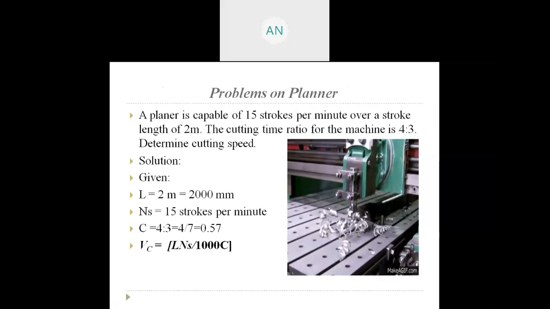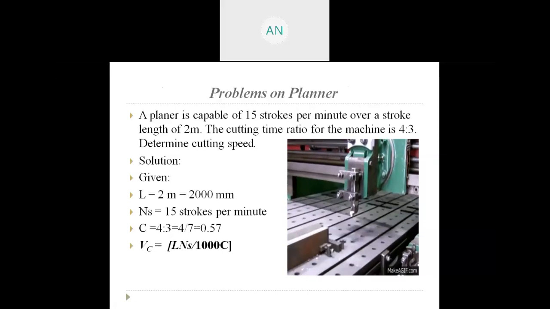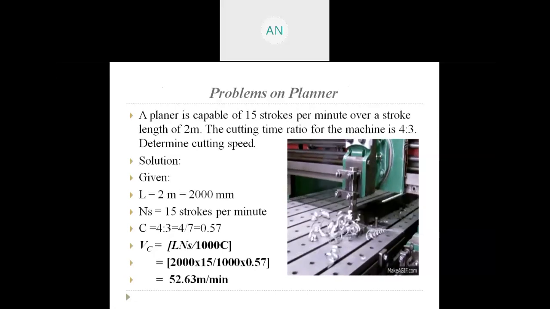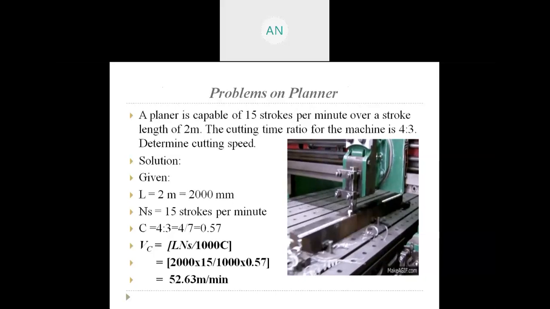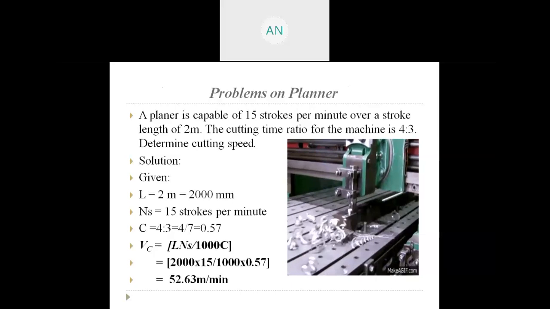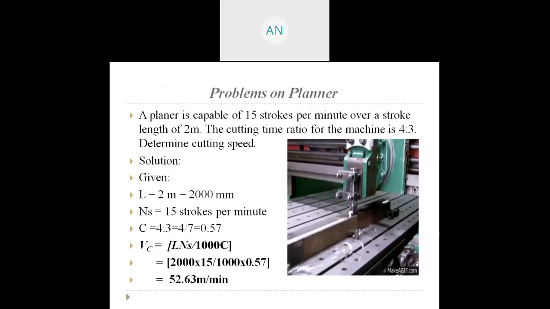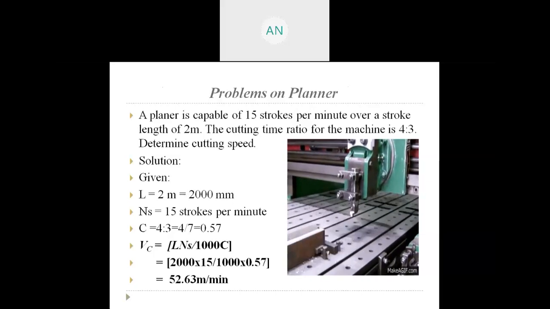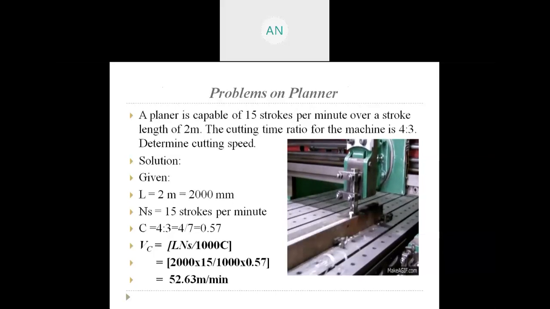Finally, I substitute into the cutting speed formula, V = L × NS / (1000 × C). The result for the cutting speed is 52.63 meters per minute. So when I operate at 52.63 meters per minute, I am capable of performing 15 strokes per minute over a length of 2 meters, in order to machine the workpiece in the ratio of 4:3. This is the result for this problem.